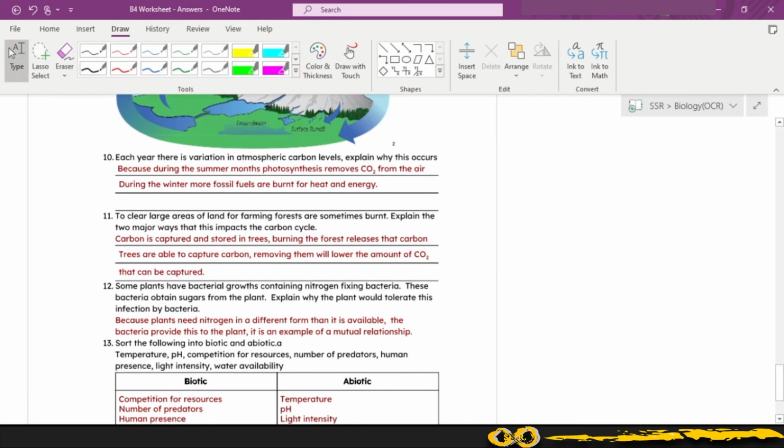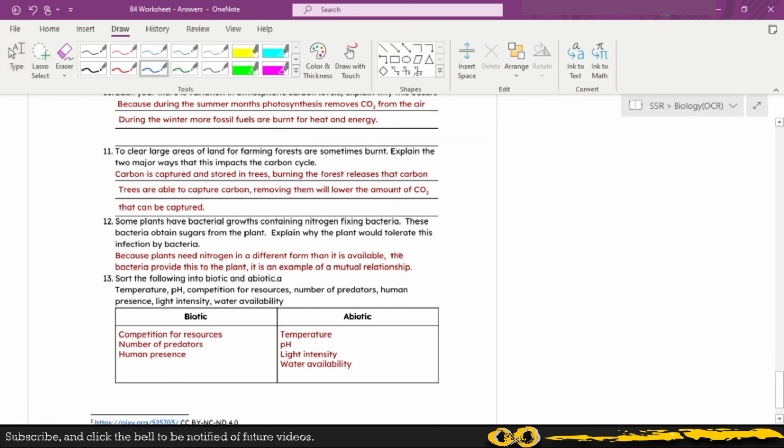Here, when we're looking at these questions, for example, question 11, right, these impact questions or these explain the impact questions, really make sure you're spending some time here to give that reason. So carbon's captured and stored in the trees, therefore if you burn the forest and release the carbon, you've removed that carbon into the environment, but you're also removing the amount of carbon capture when you remove those trees. So those are the 2 major ways that that's going to impact. The burning is going to produce more carbon, and then you are also going to have an impact in terms of the removal of trees.